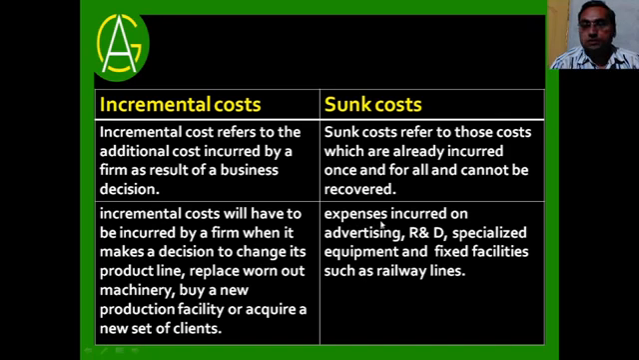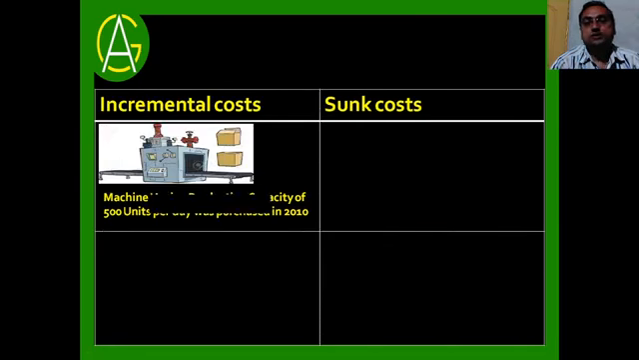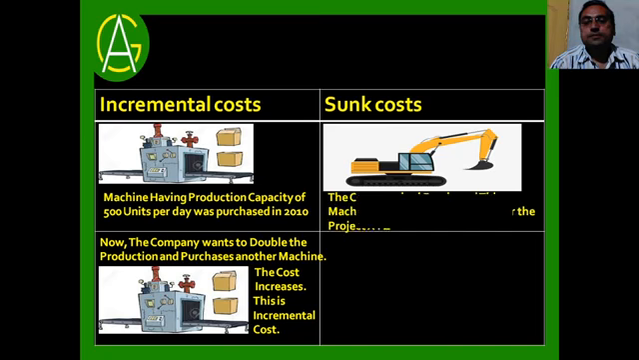In case of sunk cost, it is expense incurred on advertising, research and development. R&D stands for research and development. Advertisement, specialized equipment, and fixed facilities such as railway lines, all these kinds of expenditures were incurred in the past, and the amount which is now not recoverable will be considered as sunk cost. So these two types of costs are there, incremental cost and sunk cost. This is what we have understood here.